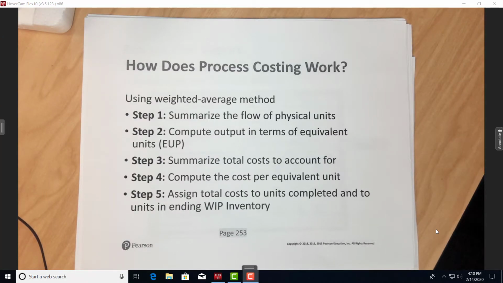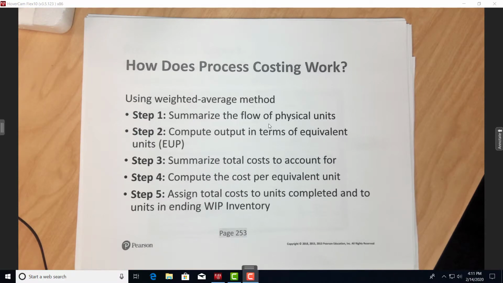Today we're going to talk about accounting for manufacturing costs, part 3, process costing. We're going to use the weighted average method, not the FIFO method. We won't talk about the two methods.